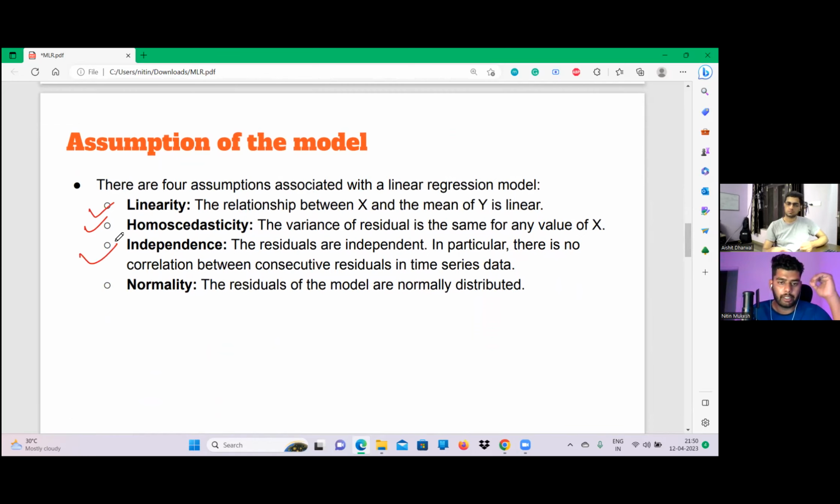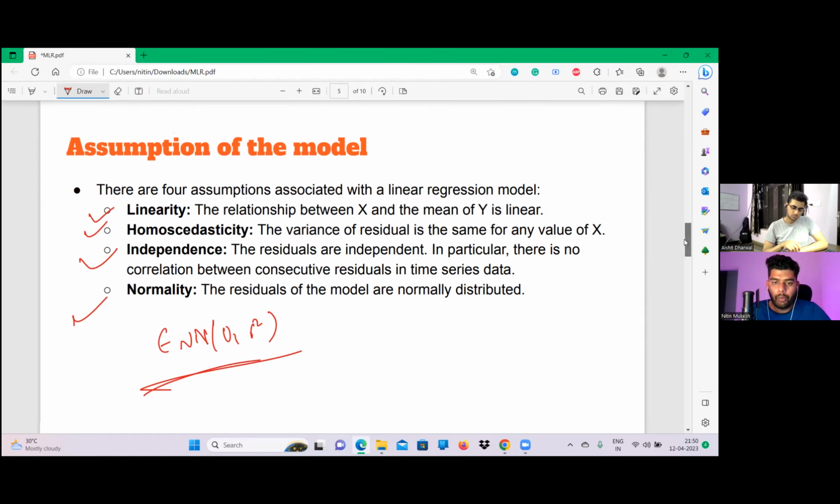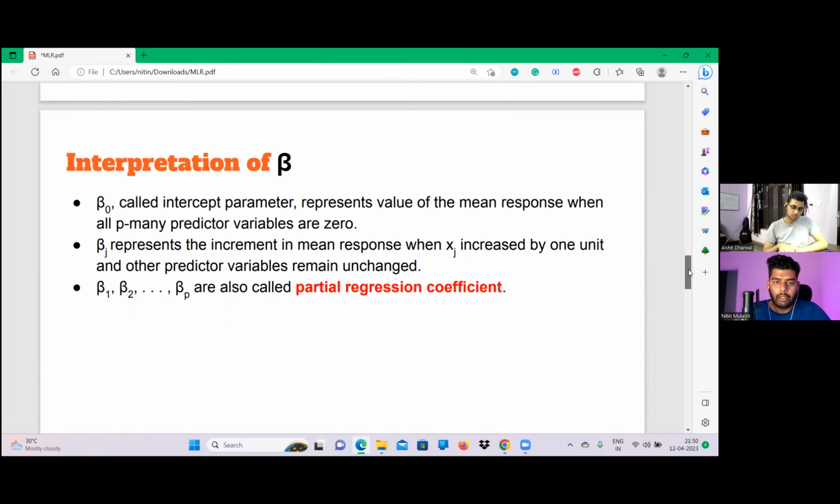We have independence, like residuals should not have serial correlation. We have normality, like this epsilon should follow a normal distribution with 0 comma sigma square. So these assumptions are going to be the same for the model we have right now. But now the thing is how to estimate the beta.